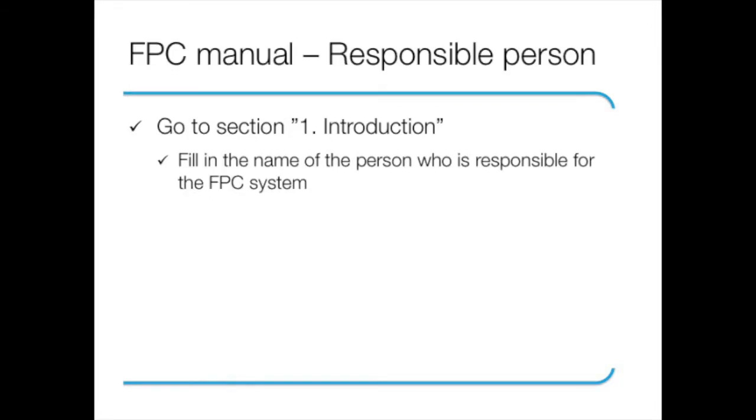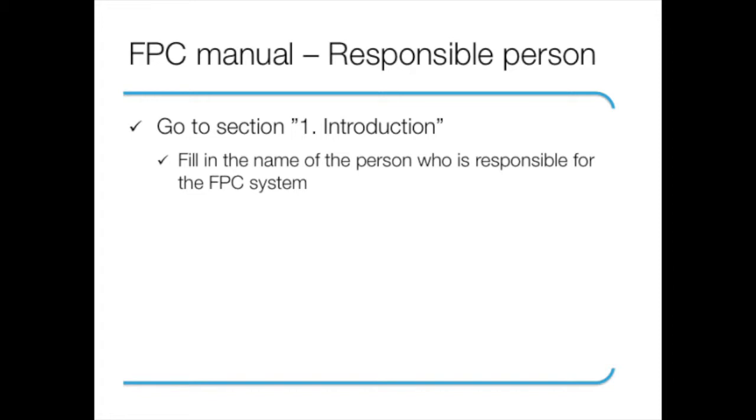Now open your FPC manual and navigate to Section 1. Here we name the person who will be responsible for your FPC system. If you have several locations, name someone to be responsible for each location. And naturally, if you want to, this can be the same employee. In most cases, this employee is also responsible for the CE markings. But if you think that this is too much for one employee to handle, you can name another employee to be CE responsible.